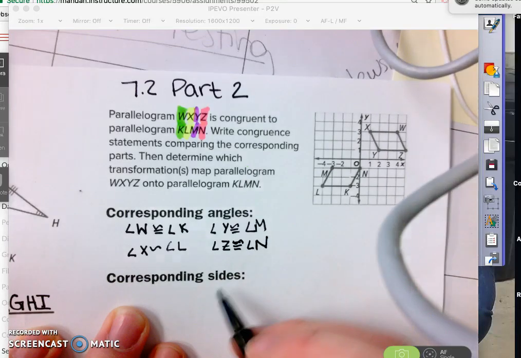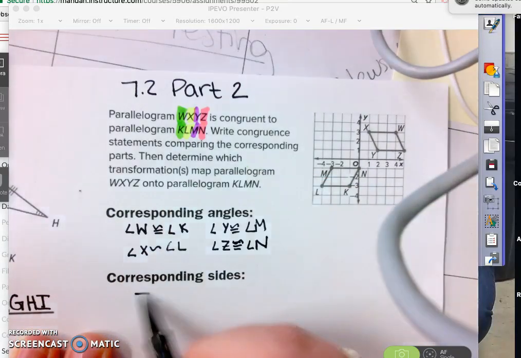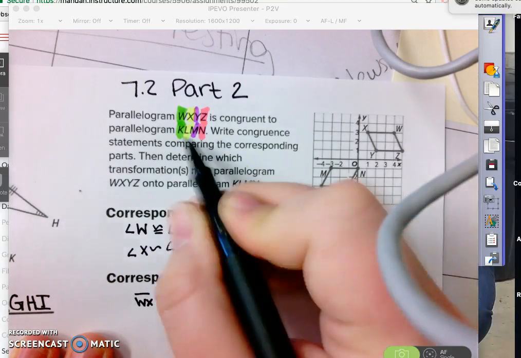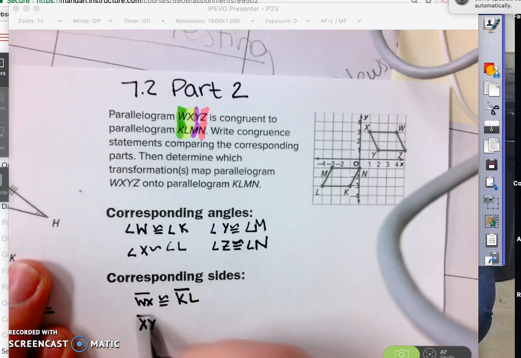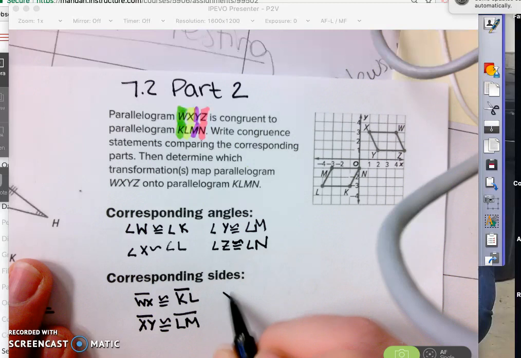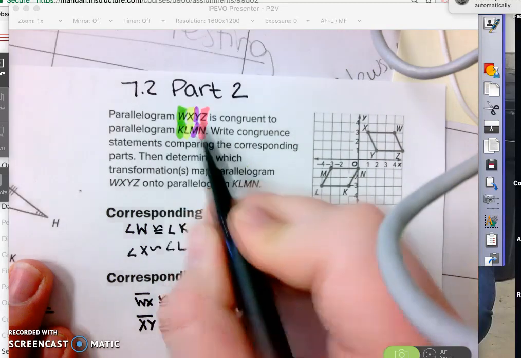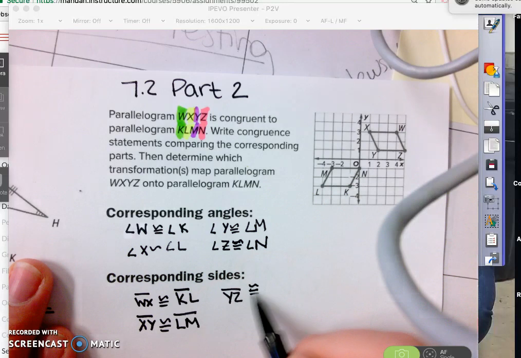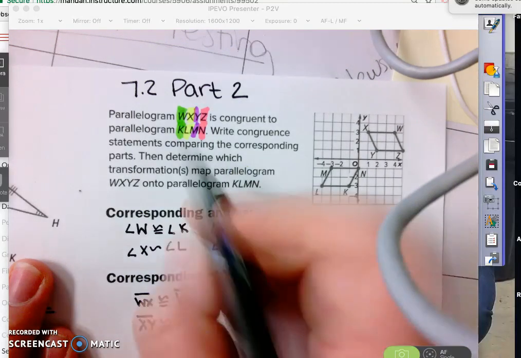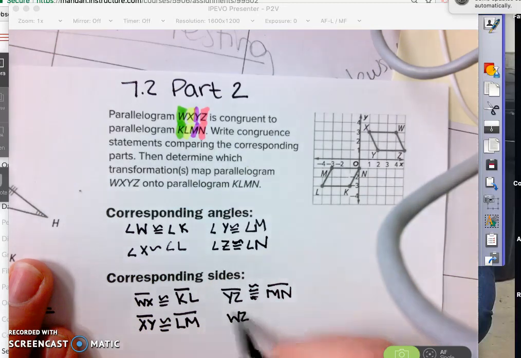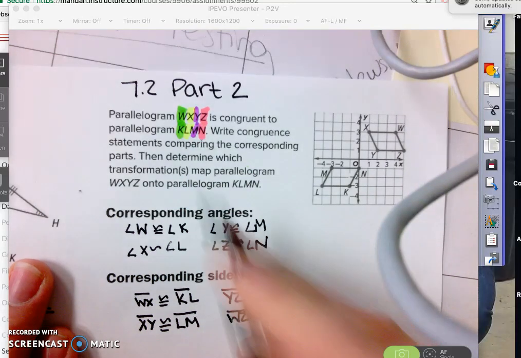Then the corresponding sides, again, the first two. Side WX, KL, XY congruent to XY, LM. Okay, side YZ, the last two would be congruent to YZ, MN. And then my last, WZ, KN.